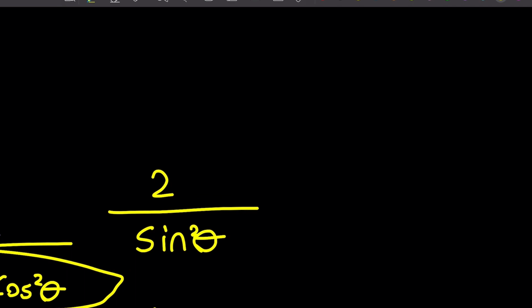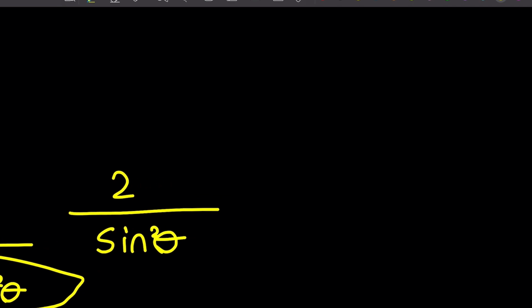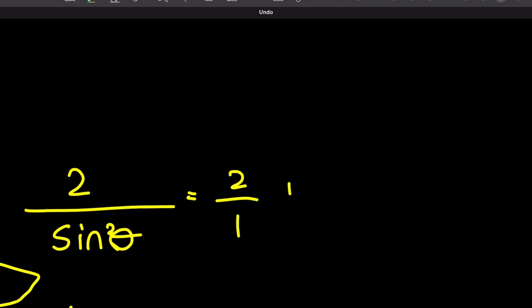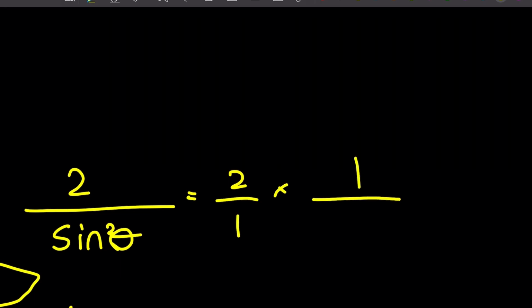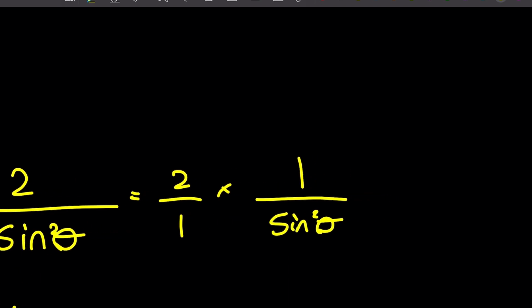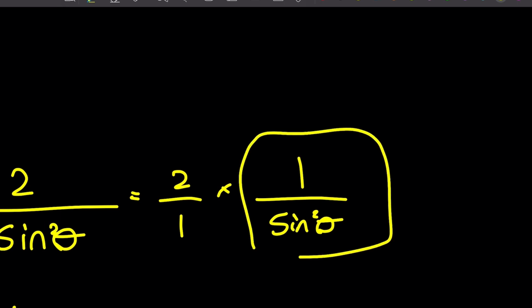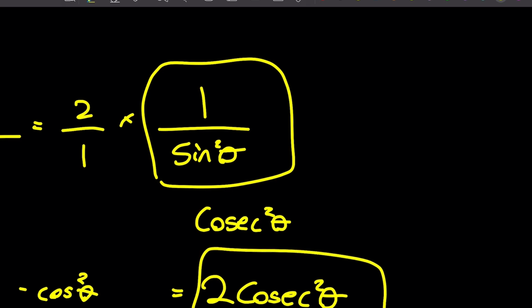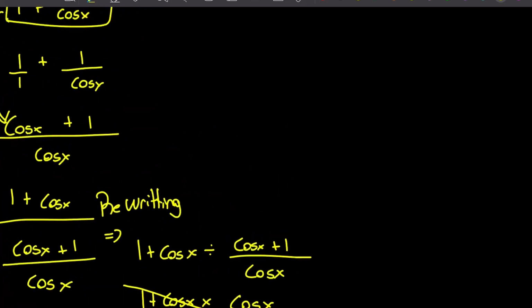And well, what is 1 over sine squared theta? This is the same thing as saying 2 over 1 times 1 over sine squared theta. And we know that 1 over sine squared theta is what? It's cosec squared theta. So in the end, we'll just have 2 cosec squared theta. And that's actually what the question had asked us to prove.